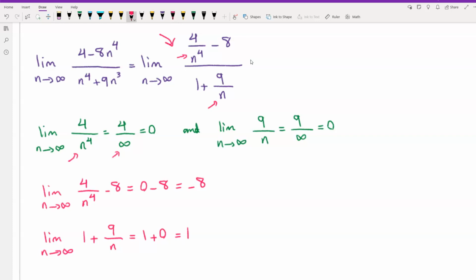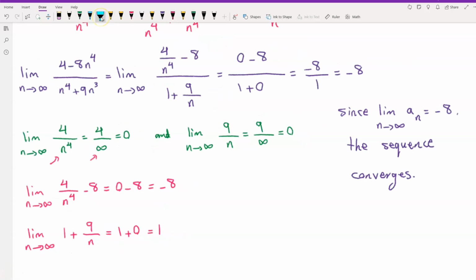So to find the final answer for this part, we had 0 based on what we had here on this part, and then subtract 8. So you have that part here. In the denominator we have 1 plus 0. So the answer is negative 8 over 1, so that is negative 8. Since the limit of a sub n as n approaches infinity is equal to negative 8, the sequence converges. So here we have the limit, and the sequence converges.